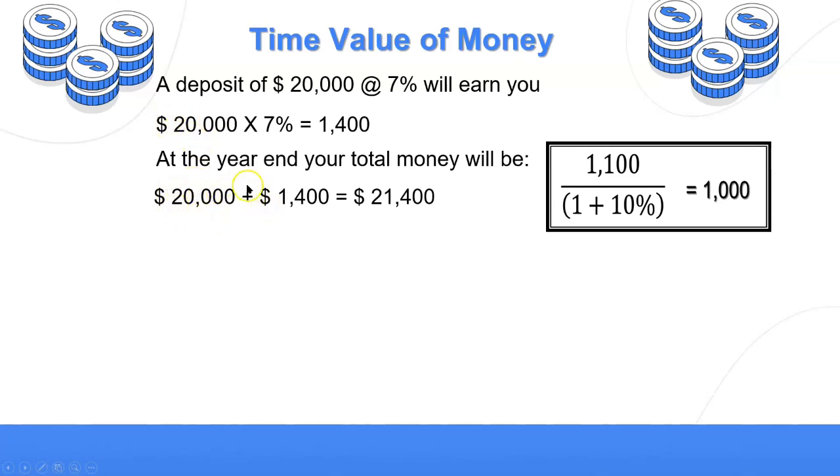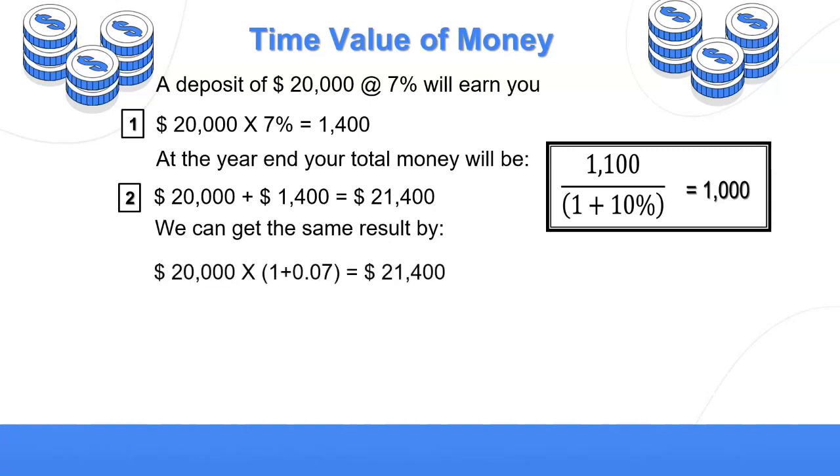The $20,000 you already deposited, the bank will add the interest of $1,400. You end up having $21,400 after 1 year. This is the future value, and this is the present value. Now, if you notice, I got this figure after going through step number 1, calculating the interest, and then adding the interest in step number 2. I could easily do this in one step by simply multiplying the initial amount I deposited by 1 plus 7%.